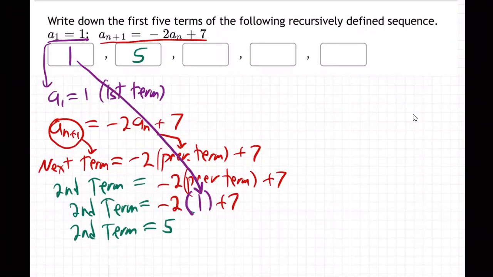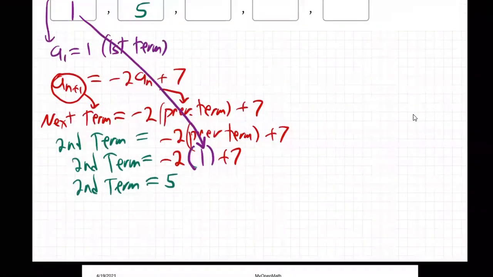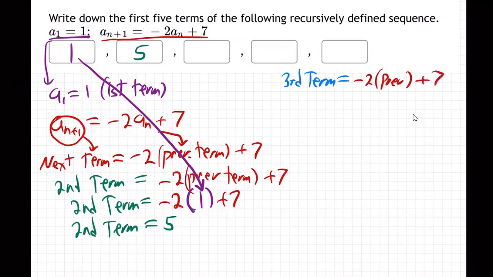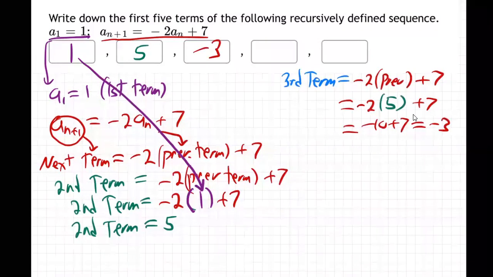Tracking with me? Now let's go to the third term. The third term equals, you just keep doing the same formula. It's going to be minus 2 times the previous term, add 7. So it's going to be minus 2 times, now what's the previous term? 5, right? That's the previous term. Add 7. It's minus 10 plus 7, minus 3. So minus 3 is the third term.